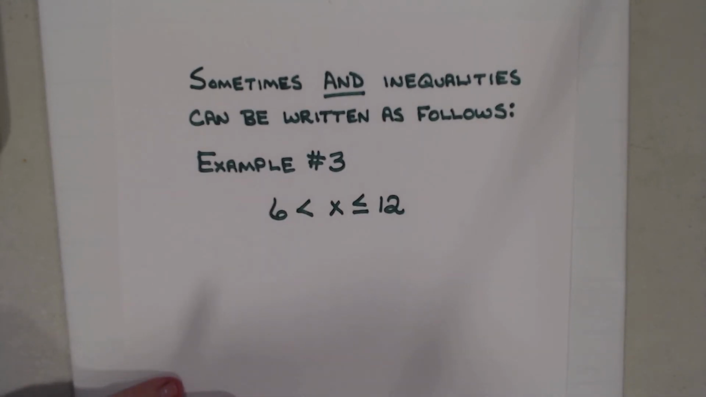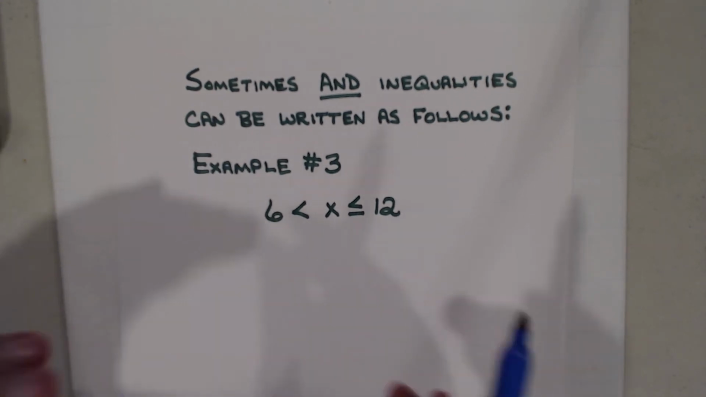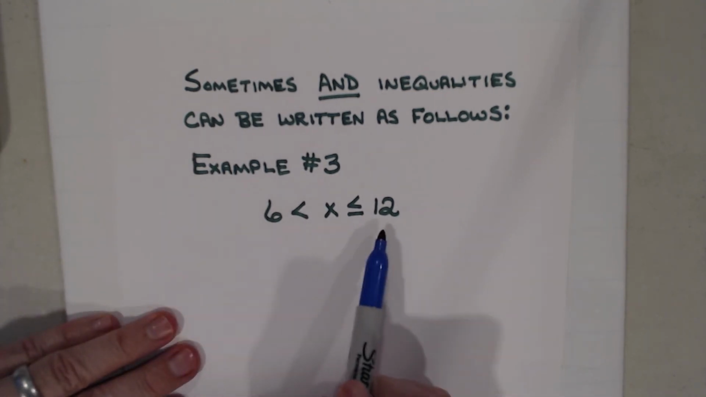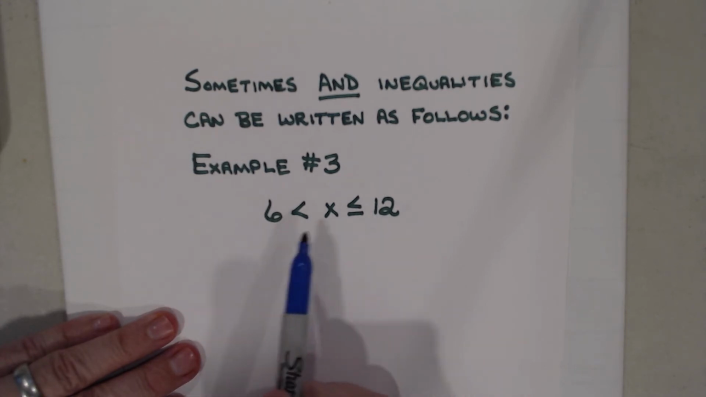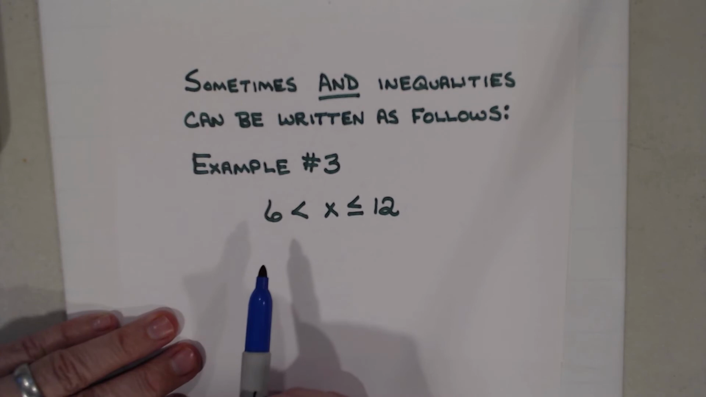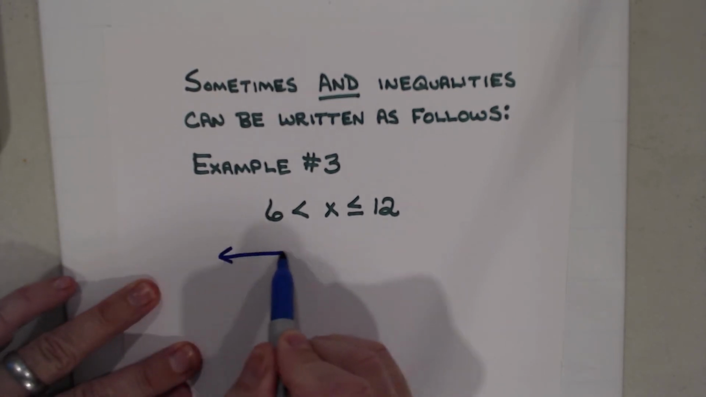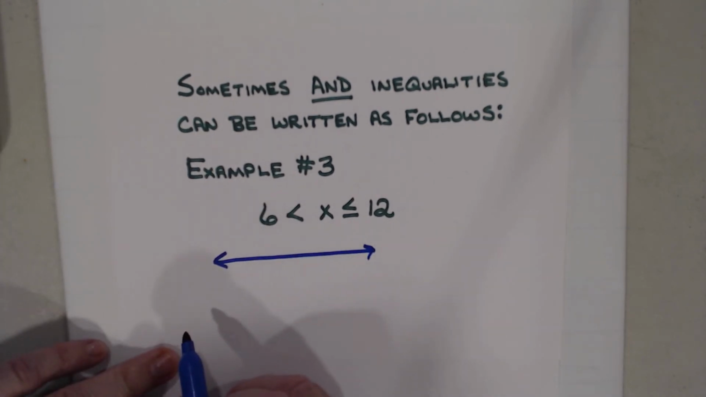Sometimes they're going to write an AND inequality and not use the word AND. They're going to write it all pushed together to where it's written like this right here. When it's written all together like this, this is an AND problem. Notice instead of just two sides, this inequality has 3 sides. And it's almost saying all the answers are in between 6 and 12. So when it looks like this, all pushed together, this is an AND problem.